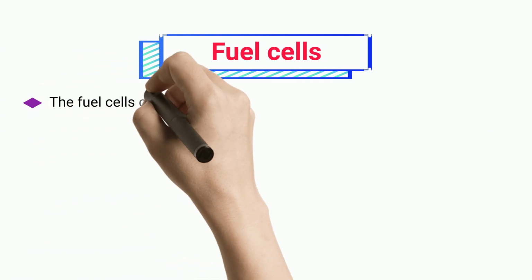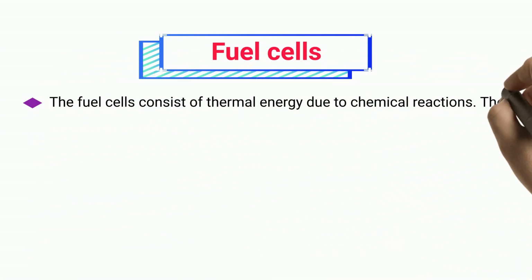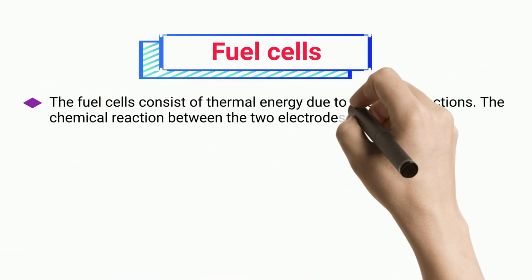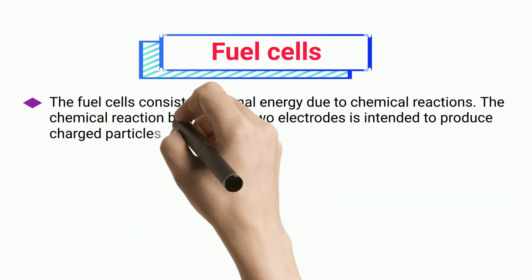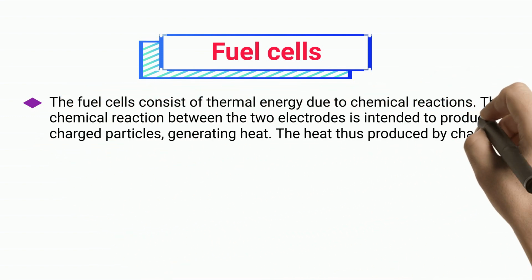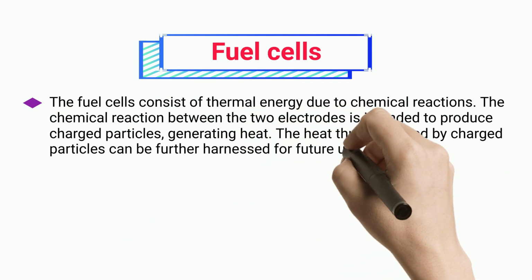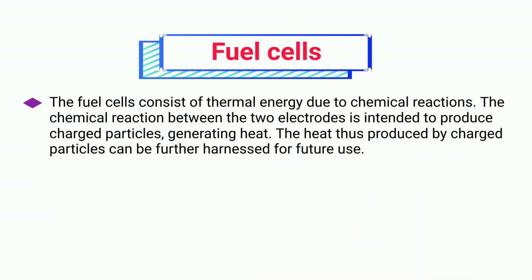Fuel cells. Fuel cells produce thermal energy due to chemical reactions. The chemical reaction between the two electrodes is intended to produce charged particles, generating heat. The heat thus produced by the charged particles can be further harnessed for future use.